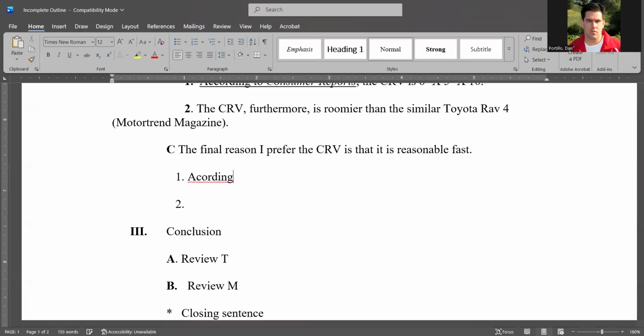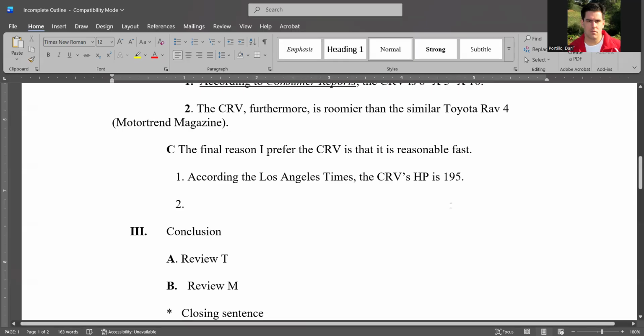According to the, let's say, Los Angeles Times, the CRV's top horsepower is, again, I'm just making this up, I think it's like 195 or something. Well, that's pretty good. That's pretty strong. But whether someone thinks it's good or not, they at least know exactly how fast or how powerful it is. 195.